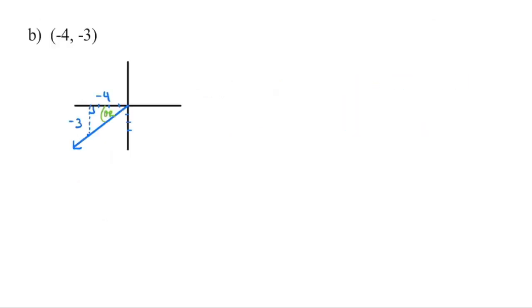So again, we're going to plot that point. So -4, -3, there's our point. The terminal arm will pass through that. We're looking for that reference angle. So we know that this is -4, this is -3. Tangent is the easiest ratio to go with.